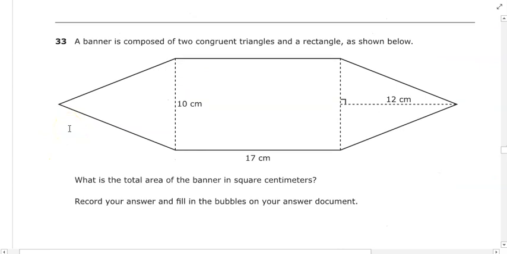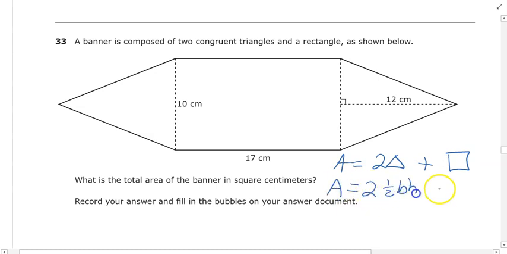33. A banner is composed of two congruent triangles and a rectangle as shown. What is the total area of the banner in square centimeters? So let's just find the area of the two triangles and the area of the rectangle, then add them all up. Okay, so it looks like I have a triangle over here. So it looks like I can just add the area of 2 of those triangles and 1 rectangle. The area of a triangle is 1/2 base times height, so we just need the base and the height of the triangle. The area of the rectangle is base times height.